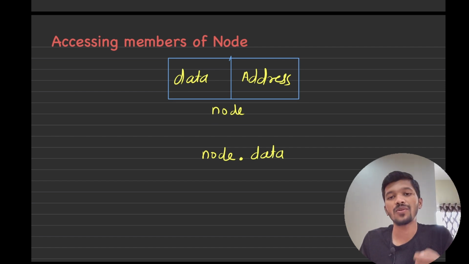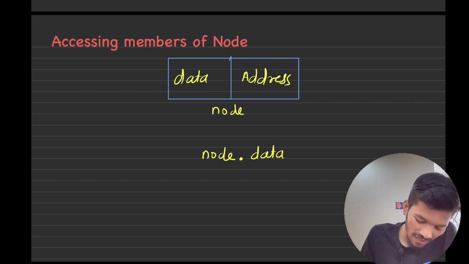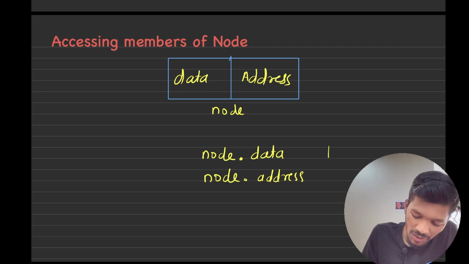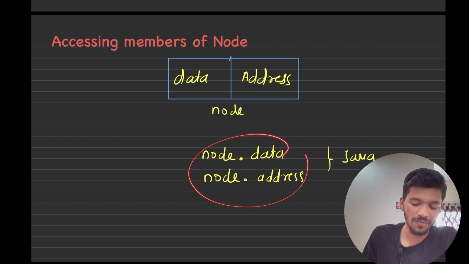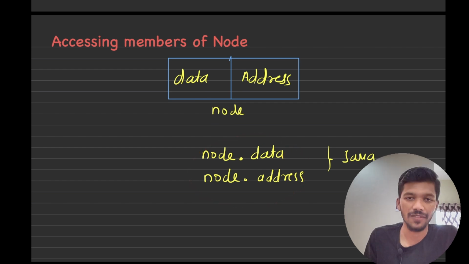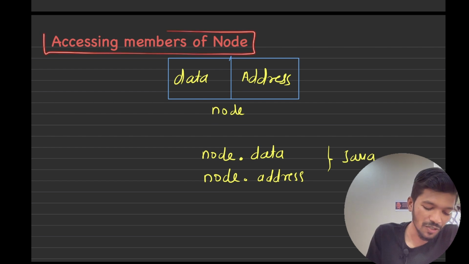Now let's suppose I want to access the address part. How can I access this? I can simply write node dot address. This is especially done in Java because Java doesn't support pointers, but when you go to C and C++ we are dealing with pointers, right? So this will not work in C and C++ because there we are dealing with pointers. So I hope you got a clear idea of how we can access the members of the node.